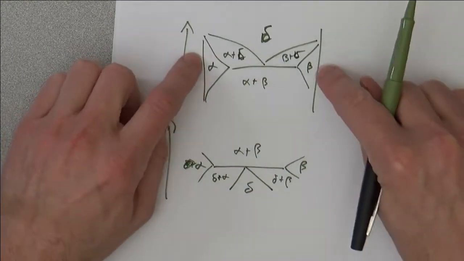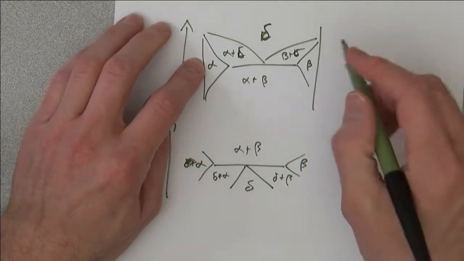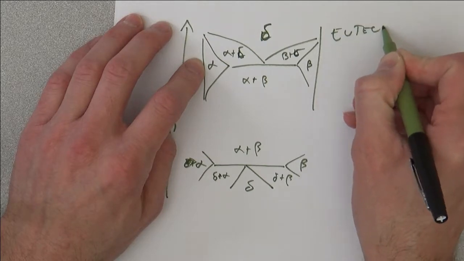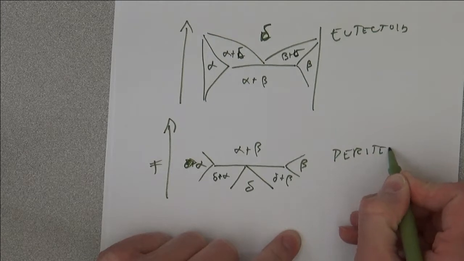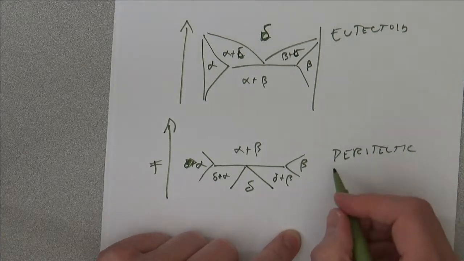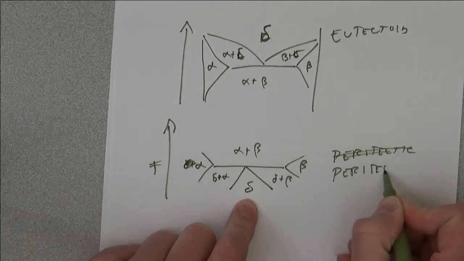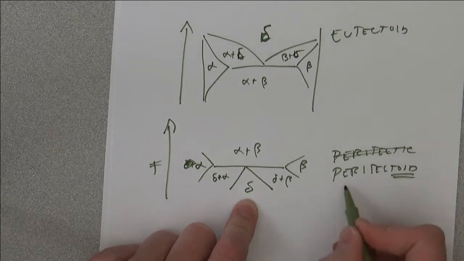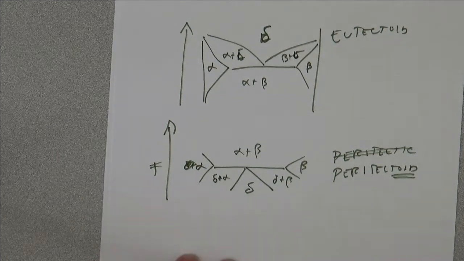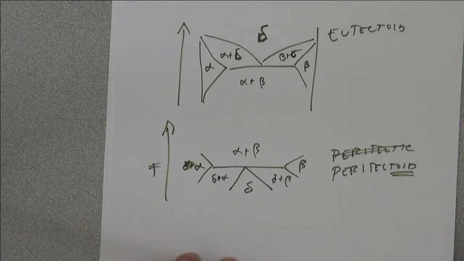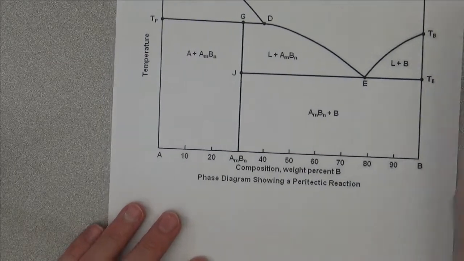Whereas this is a peritectoid, this is a eutectoid, this is a peritectic, or peritectoid, because it's solid. Peritectoid. If there was liquid involved in this, then it would be a peritectic. And we can look at this a little bit better in this diagram.